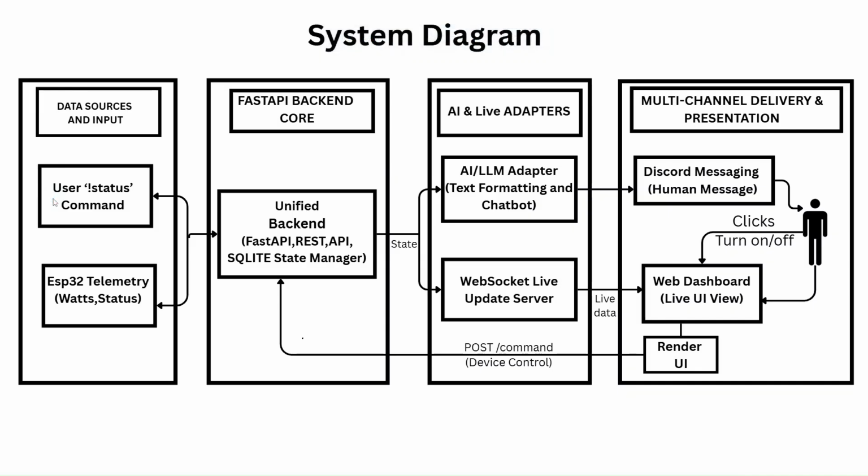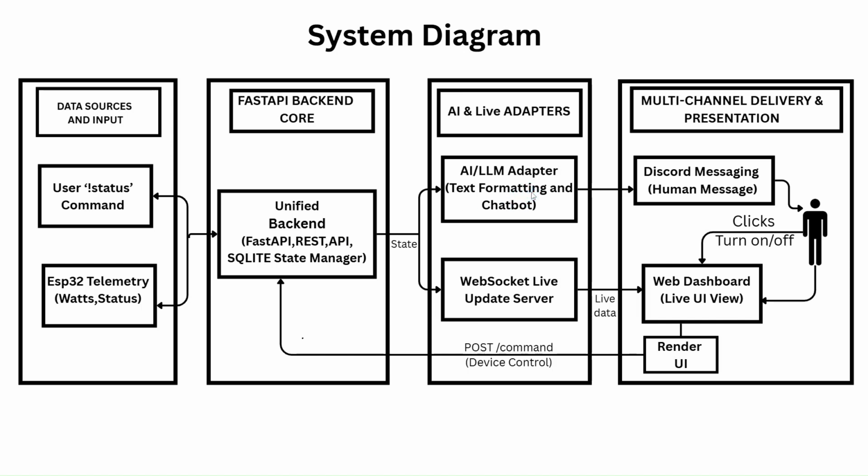So that is our system diagram. First, the data sources: the user's Discord commands and the ESP32 telemetry sending live watts and status. Then both feed into the FastAPI backend. This is the single source of truth. It handles the REST API, state management, and the SQLite database.